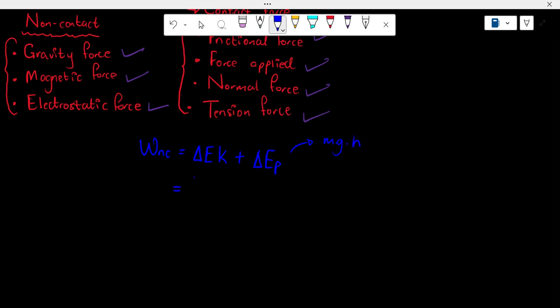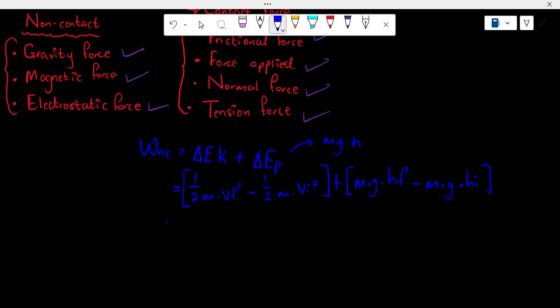So in this case, if you further simplify, you would have 1 over 2m times the final velocity squared, minus 1 over 2m times the initial velocity squared. This is all for the delta K part. And then you're going to add that to the mass times the gravitational acceleration times the height of the object, but this is the final height, minus the mass times the value of g times the initial height.